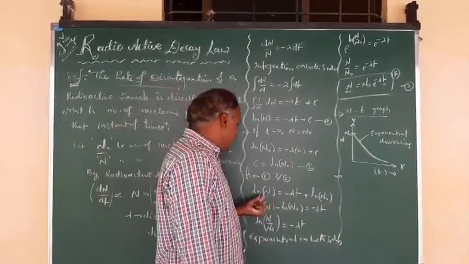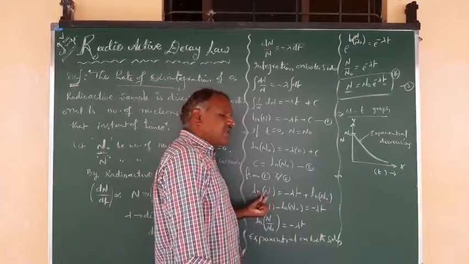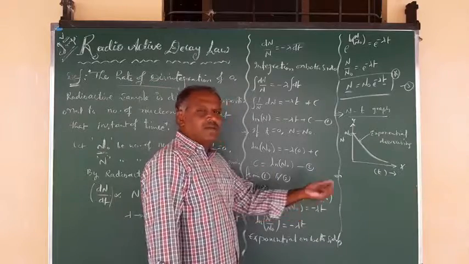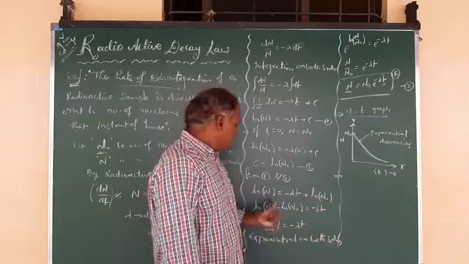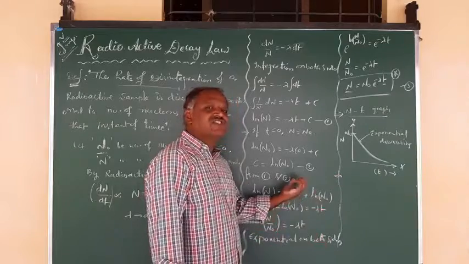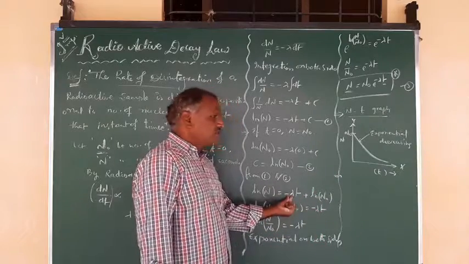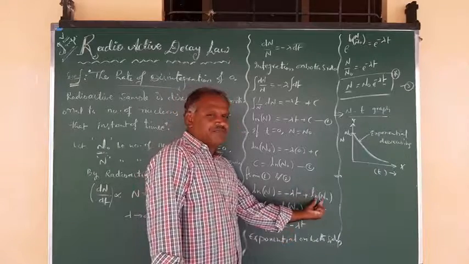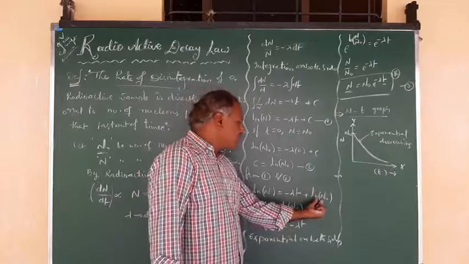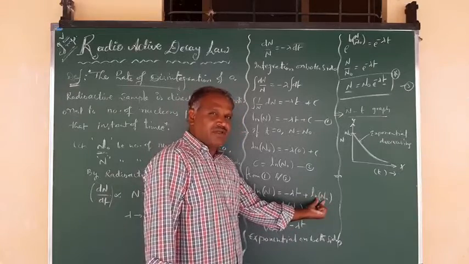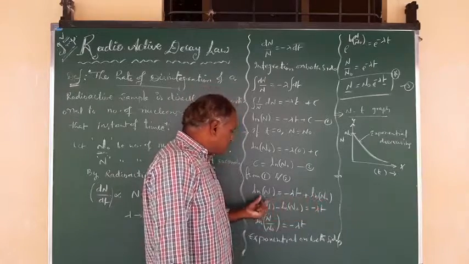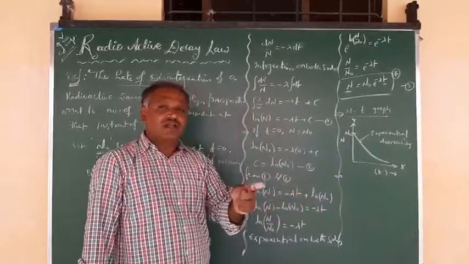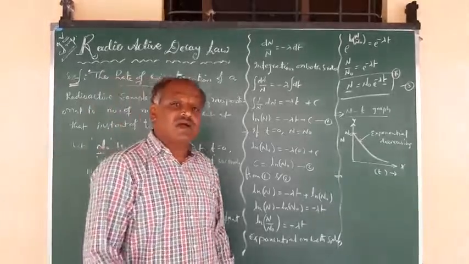So I am writing here ln n on the y-axis, and the time period on the x-axis. That means this equation looks like a straight line equation, having a slope of lambda that is negative. So ln n naught is a constant, and this is the intercept you have, right? When you draw the graph between ln n with respect to time period, you will get a straight line with a negative slope of minus lambda.